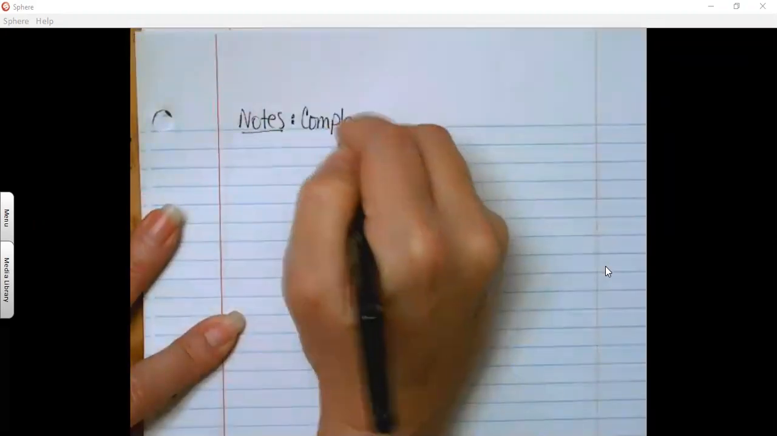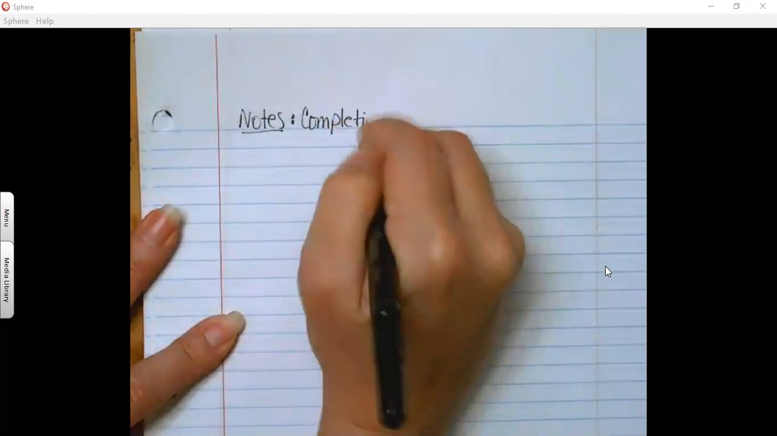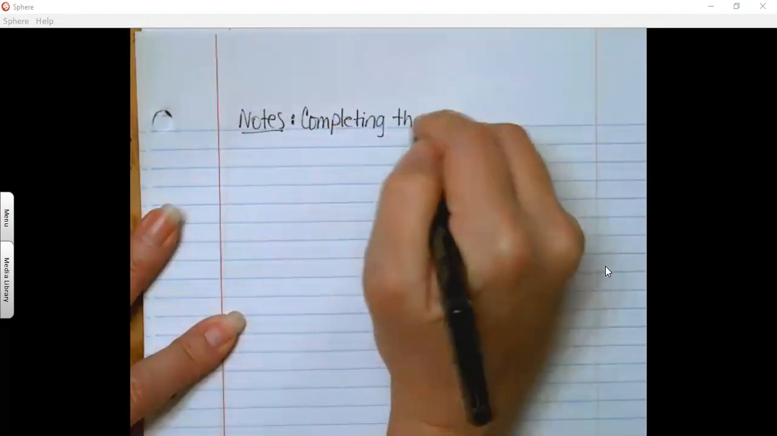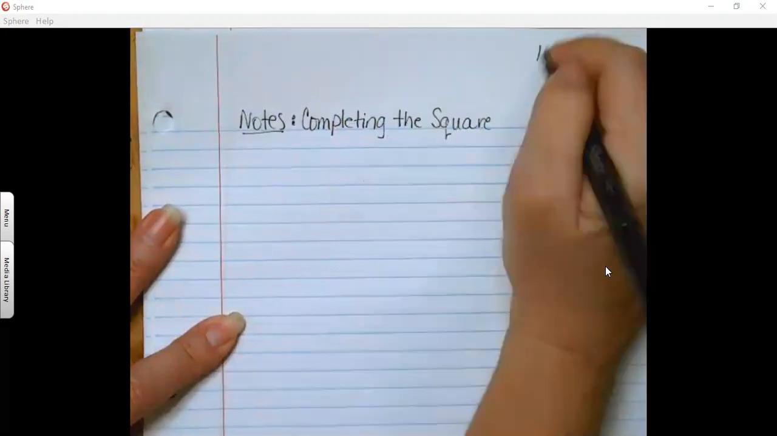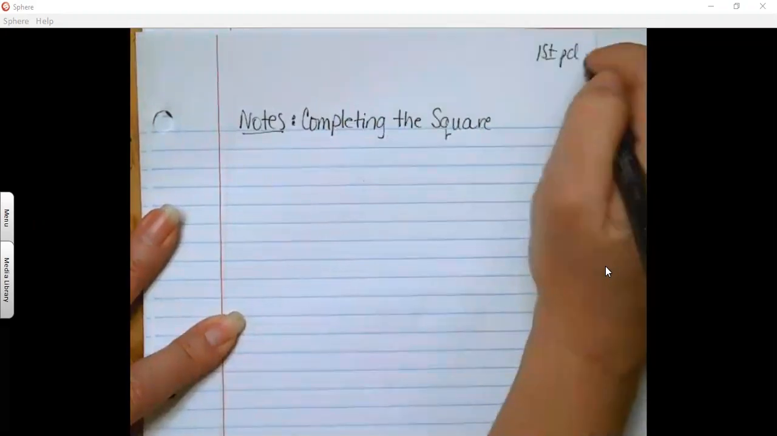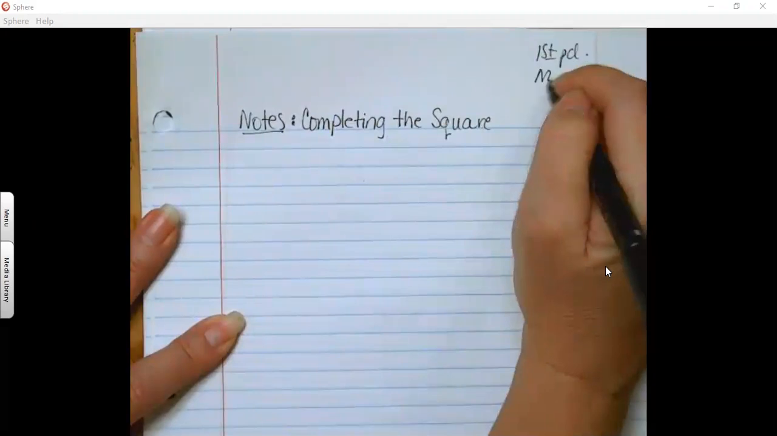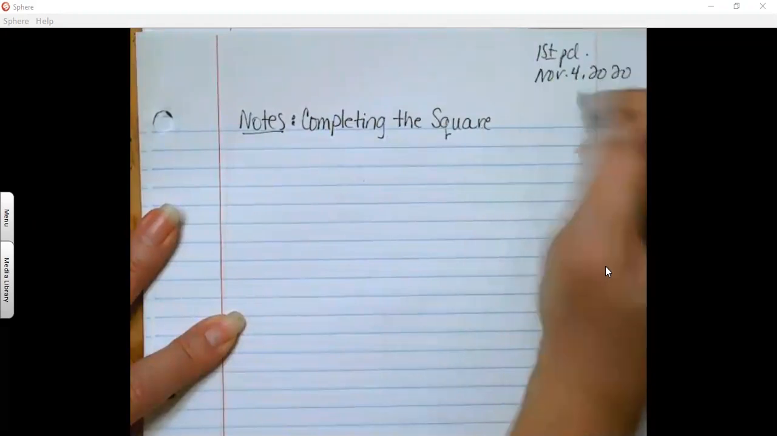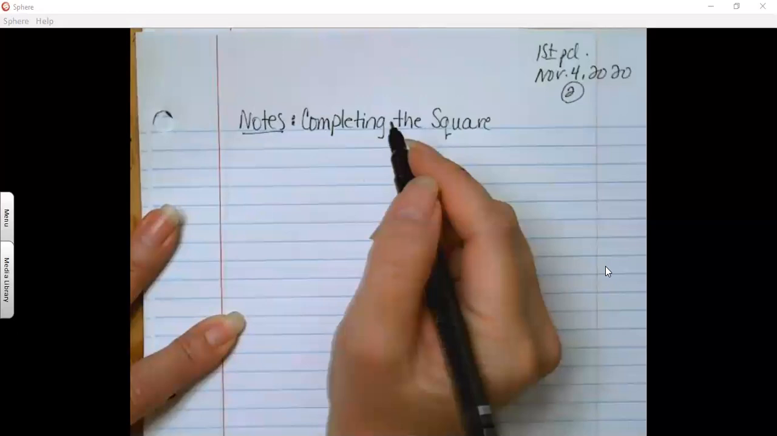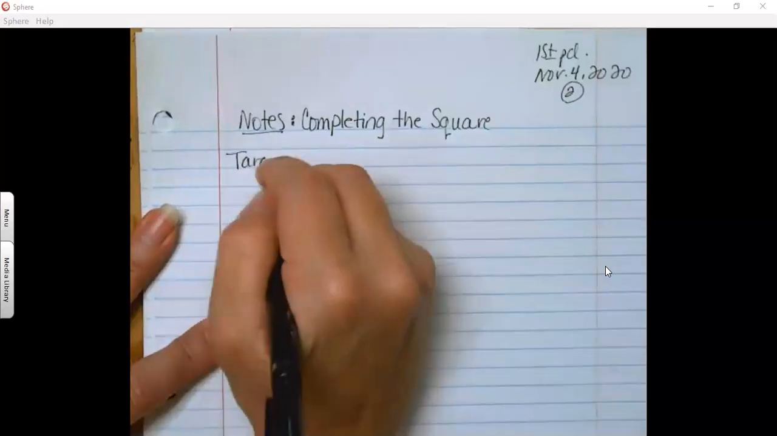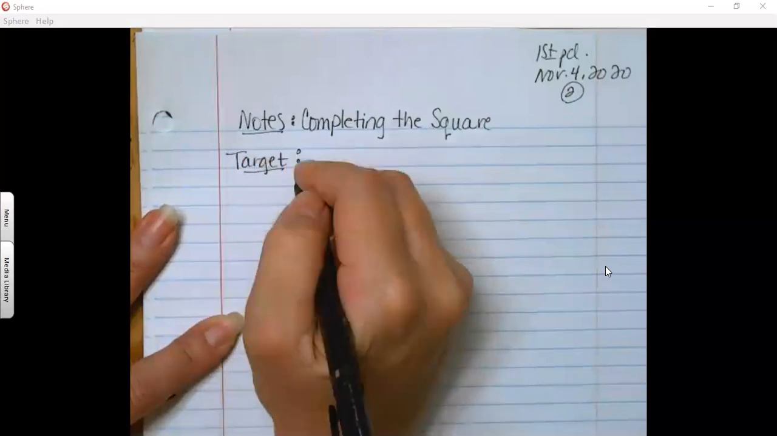Record this. So the title today is Completing the Square. And I'm recording this in first period on November 4th. And our target: describe the steps for solving a quadratic equation by completing the square.